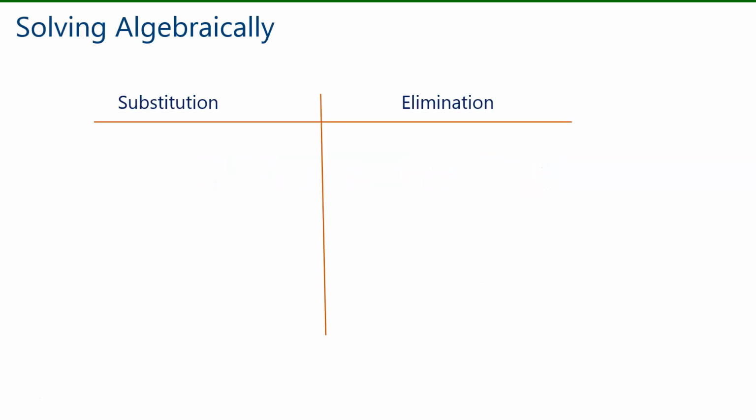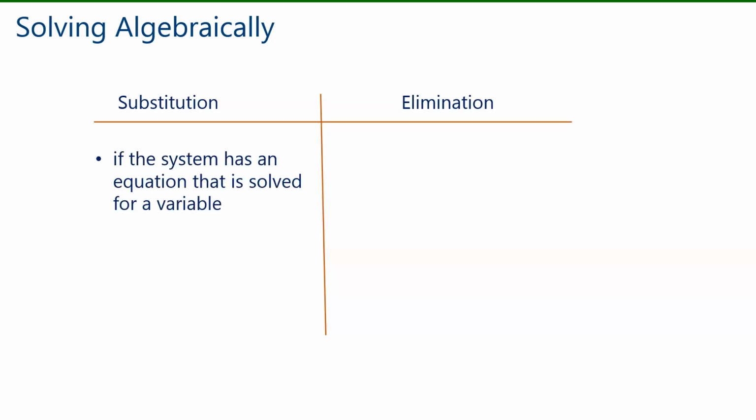Now when you're given a choice to solve a system using substitution or elimination, how do you choose which one to use? Well, I'll give you a couple of suggestions. I would use substitution if the system has an equation that is already solved for a variable, because you can just substitute that into the other equation and then solve from there.